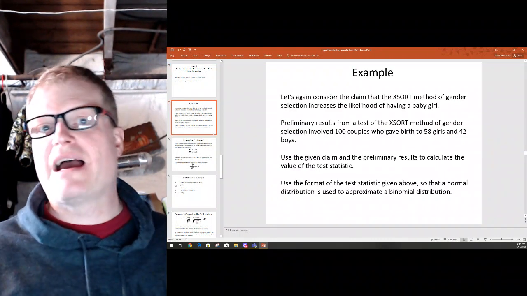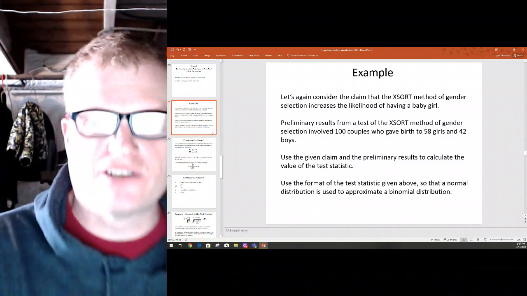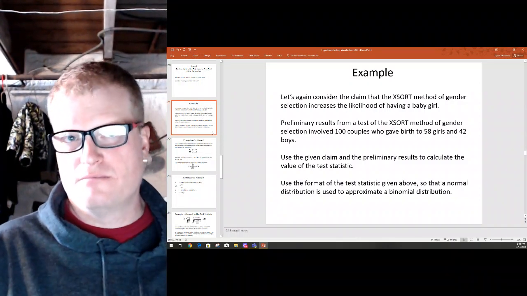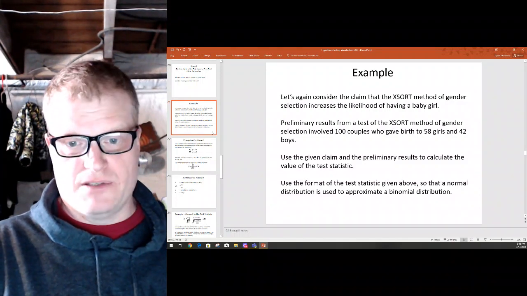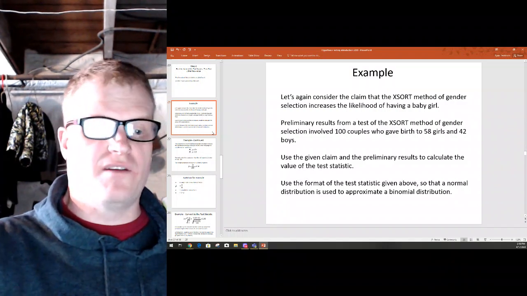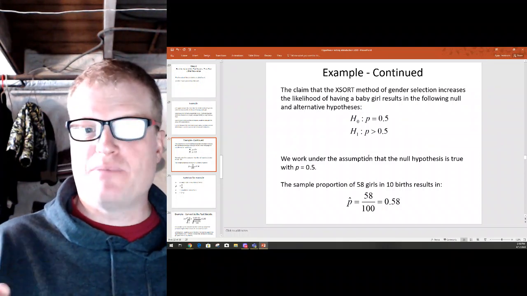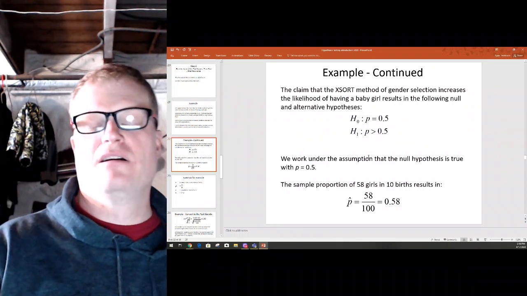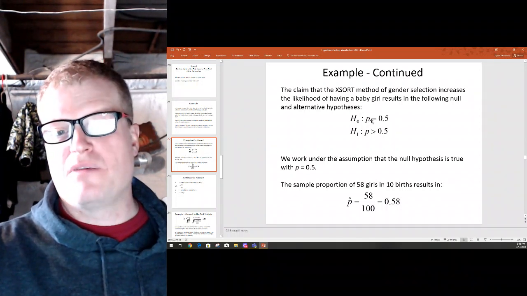So let's go back to our example where we had the XSort method of gender selection. And in our example, we had 58 girls for 100 couples. And we're claiming that this XSort method is going to be greater than 50%. So here, our claim is that p is greater than 0.5. So our null hypothesis, or H0, is going to be p is equal to 0.5.